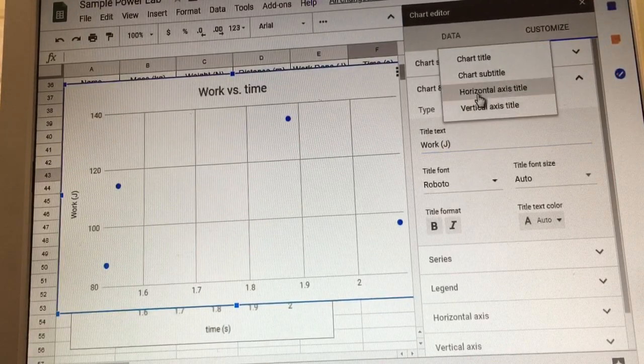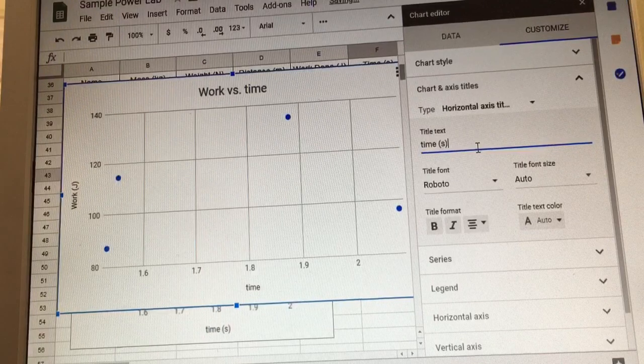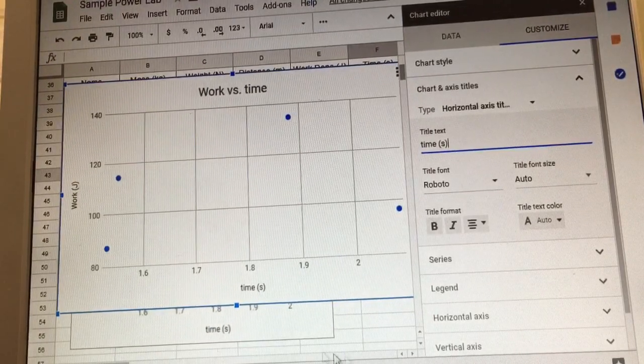I can do the same thing for the horizontal axis. The units there, it's time. What are the units of time? So I'll put in parentheses S for seconds. And you see, as I'm doing this stuff, it's all popping up automatically in the graph.